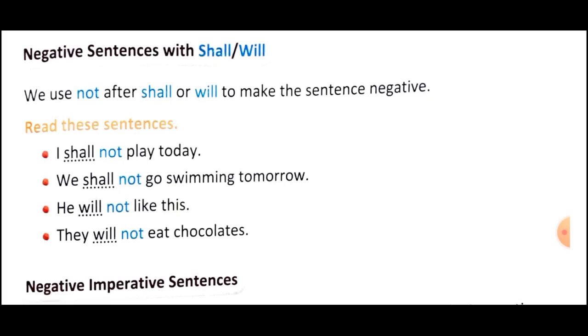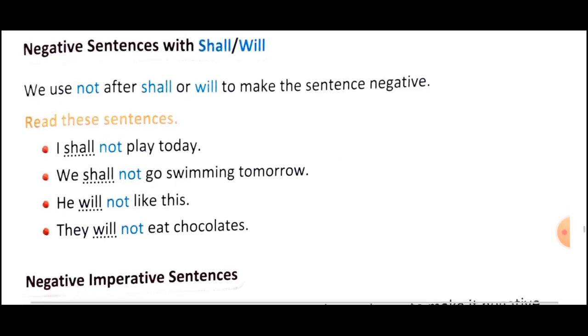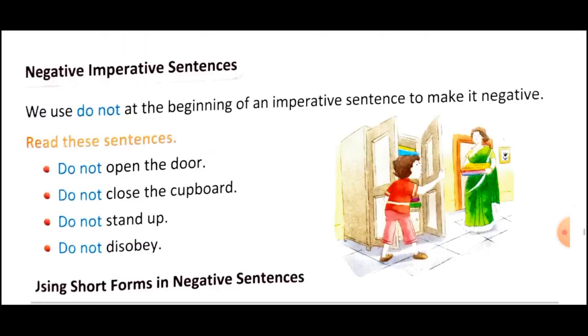First one is I shall. Then after this helping verb you have to add not. So it will be I shall not play today. Next is we shall not go swimming tomorrow. Just after the helping verb you have to place not. Then he will not like this. And then they will not eat chocolates. So in this way after shall and will you have to add not.